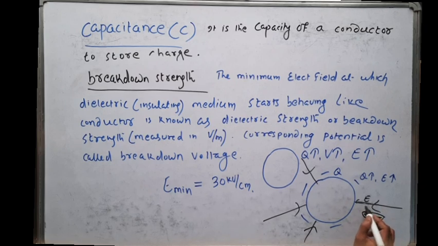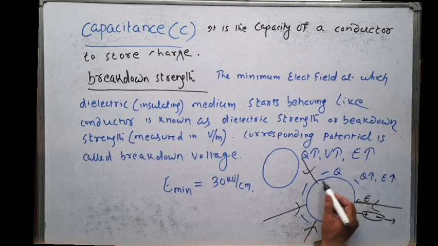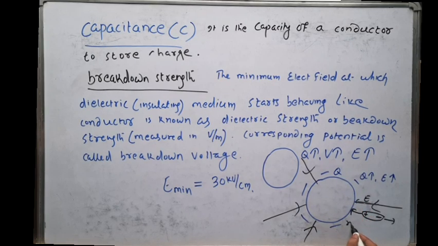Now if the electric field strength increases, what will happen? The force will increase, and due to that force, this positive charge will move towards the negative charge body, and the negative charge will move towards infinity. When the positive charge comes to the surface and is added to the negative charge, the net charge will decrease. So any conductor has a capacity to store a maximum charge, just like a glass. I had given that example.